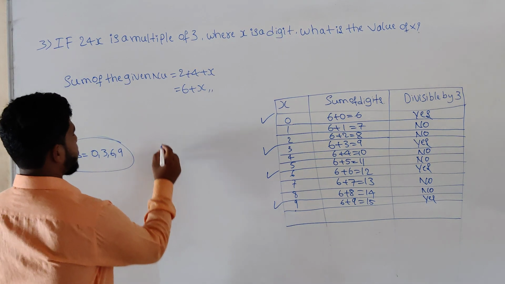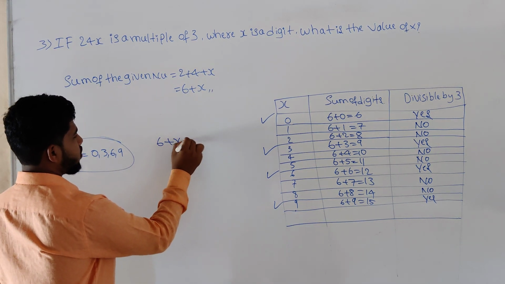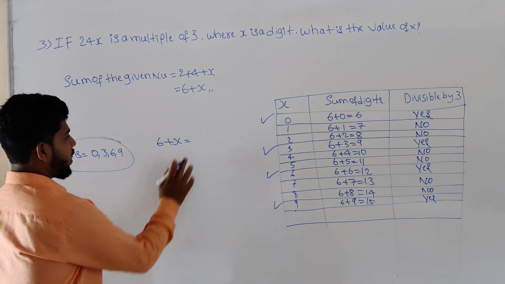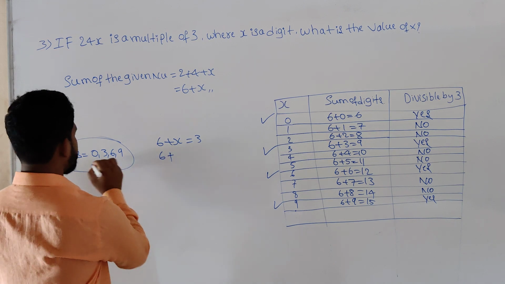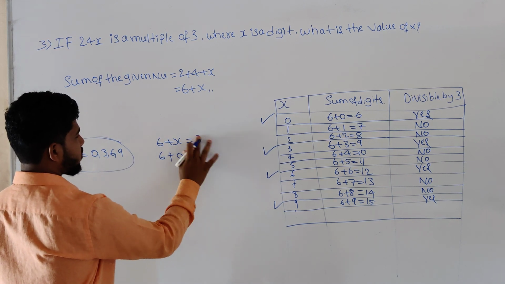Now check here, 6 plus x must be a multiple of 3. Now 6 plus 0 is equal to 6.